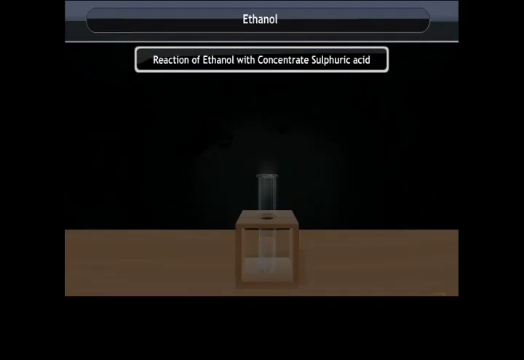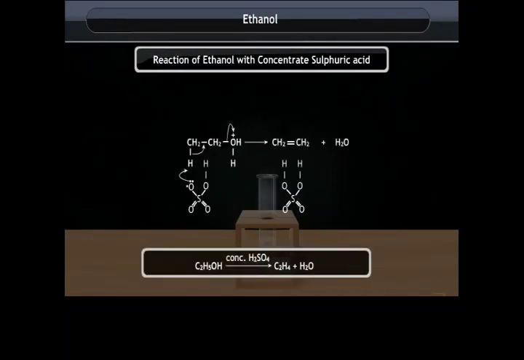Reaction of ethanol with concentrated sulfuric acid. Ethanol reacts with hot concentrated H2SO4 to form ethene and water. Concentrated sulfuric acid is a dehydrating agent that removes water from ethanol.